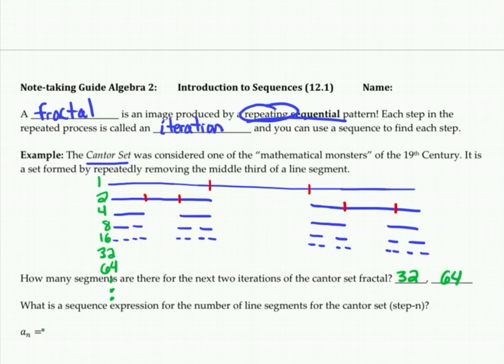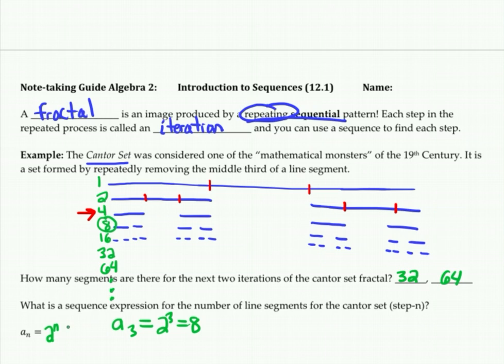So let's try to write a sequence pattern for this. I think it's pretty simple to see what's going on, don't you? This is powers of 2, multiplying by 2. So does 2 to the n work? Well, let's try 3, just to see if it works. That's 2 cubed, which is 8. Is the third step 8? This is the third one right there. No, it's not, but 8 is right here.